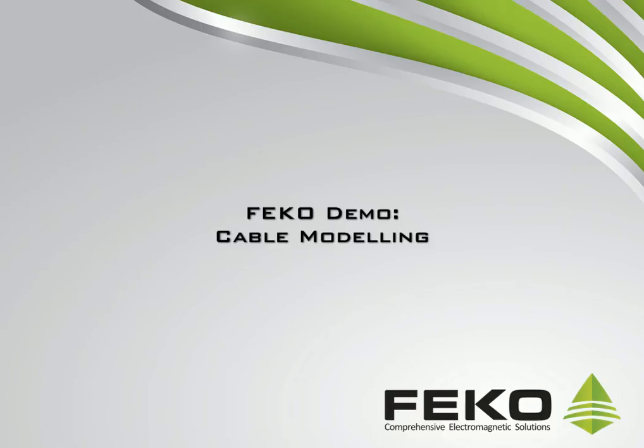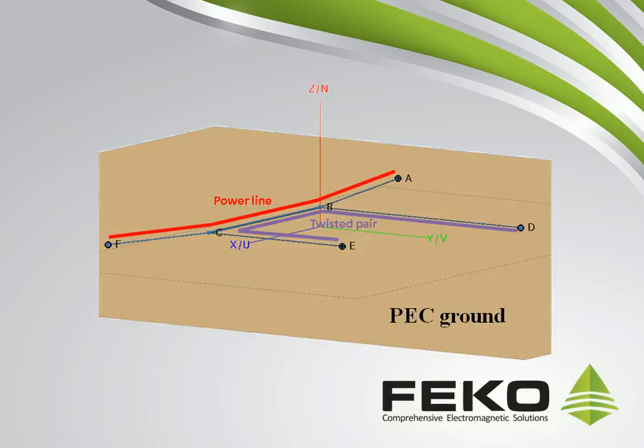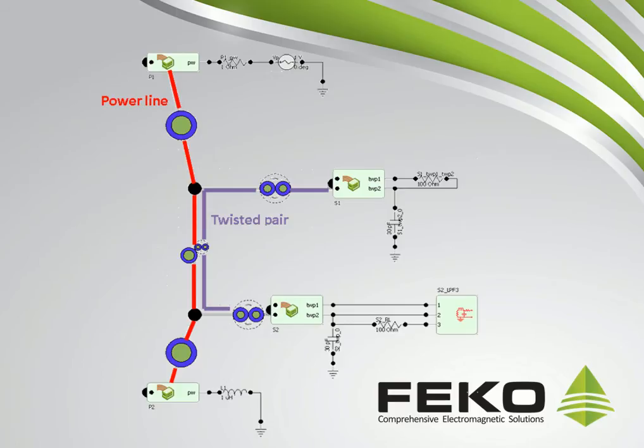In this demo, the cable modeling tools in CADFEKO will be demonstrated. We will model a single conductor power line running partially adjacent to a twisted pair above an infinite ground. The model setup will begin in the 3D view of CADFEKO. Subsequently, the schematic view will be used to add the cable terminations and the excitation.